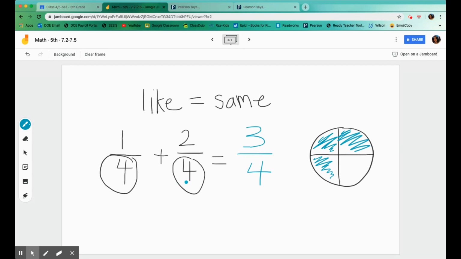So just like we learned last year, when the denominators are like or the same, it remains the same. We don't go 4 + 4 = 8 because there's still 4 pieces of pizza in the whole. It doesn't suddenly become 8 pieces. But remember, the numerator does change because I ate 1 and then you also ate 2. So we ate 3 together. So the numerators we do add.